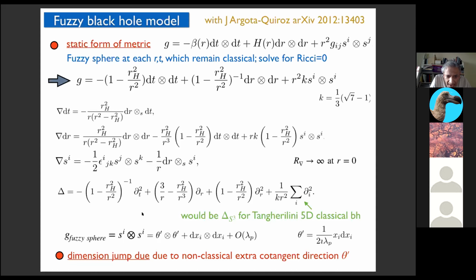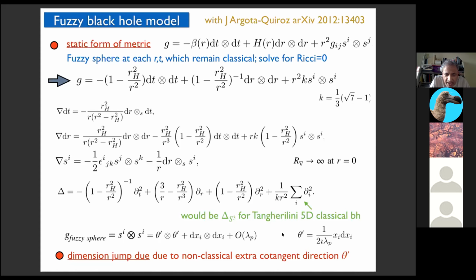Now, a word about that fuzzy sphere metric. It looks innocent enough. It's just SI tensor SI. It's a rotationally invariant, natural round metric. But when you decompose it, we actually have it looking like this, where I've defined theta to be this ratio. Now, this still has a ratio as lambda goes to 0, which is a kind of normal direction.